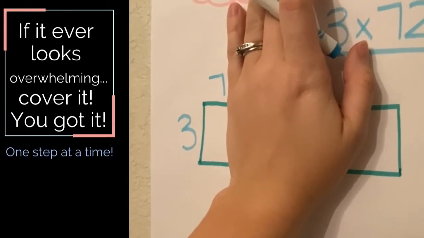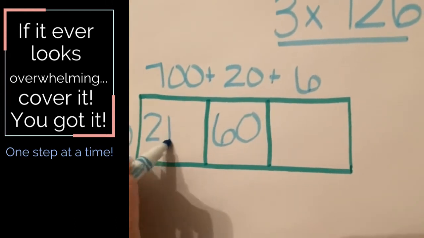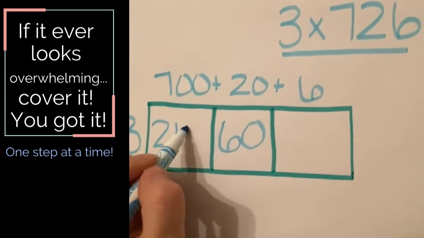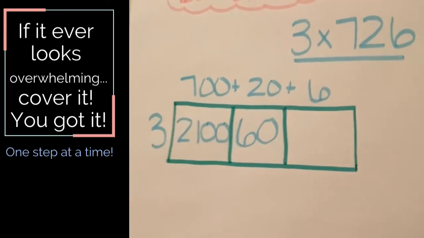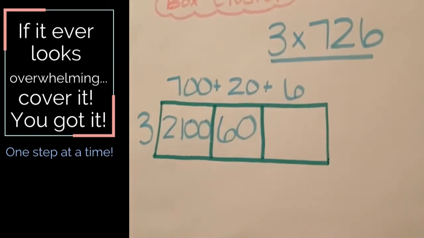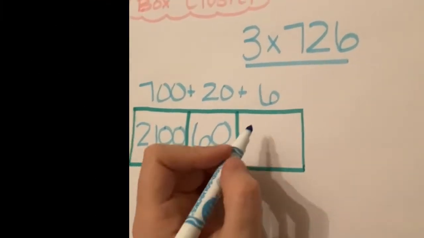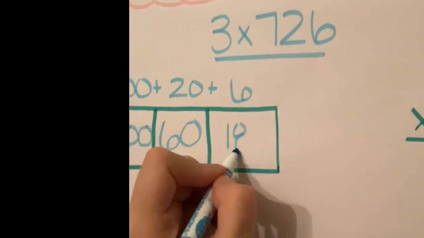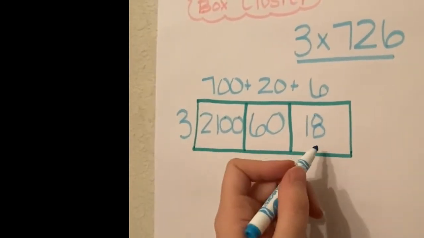So now I'm thinking, oh, 3 times 7 is 21. But I have to plug in my 2 zeros here to show that I actually multiplied 3 times 700. And then my last digit here is a 6. 6 times 3 is 18. And now all I need to do is add these numbers together.